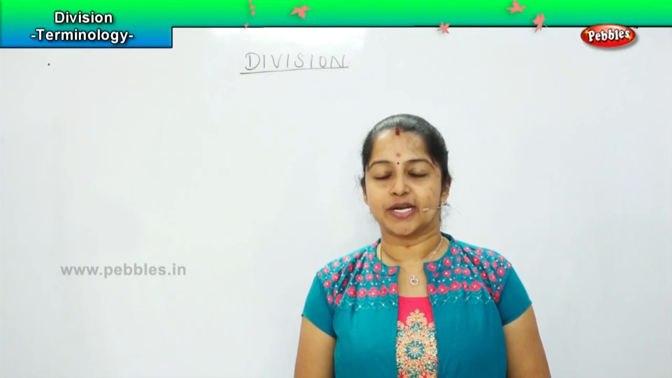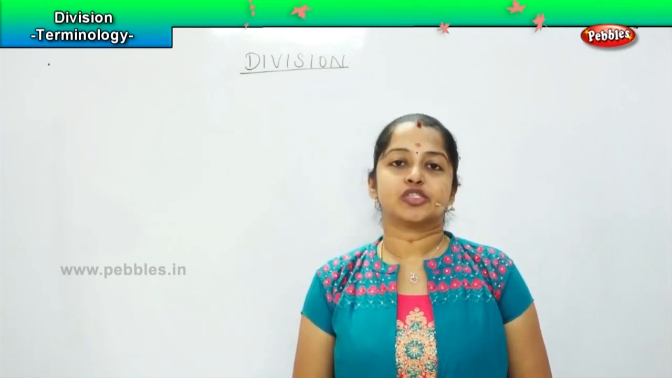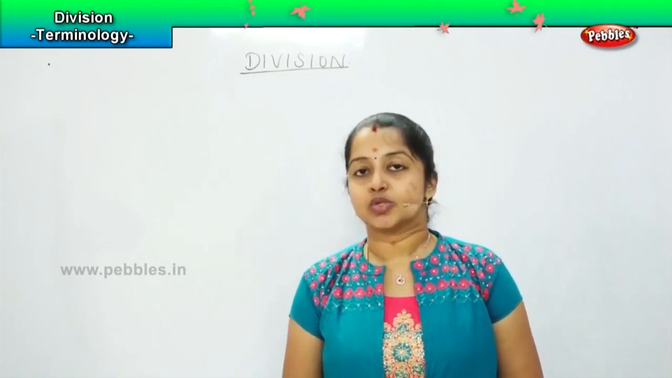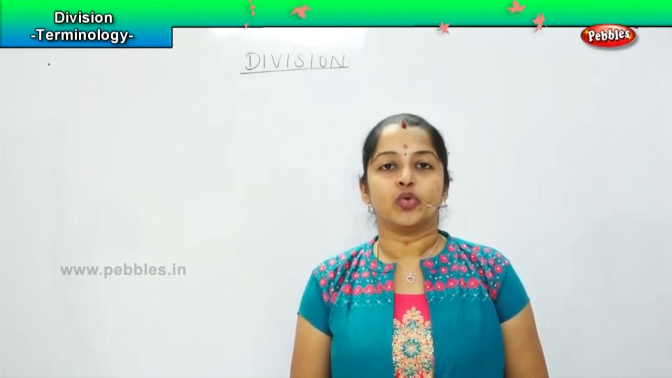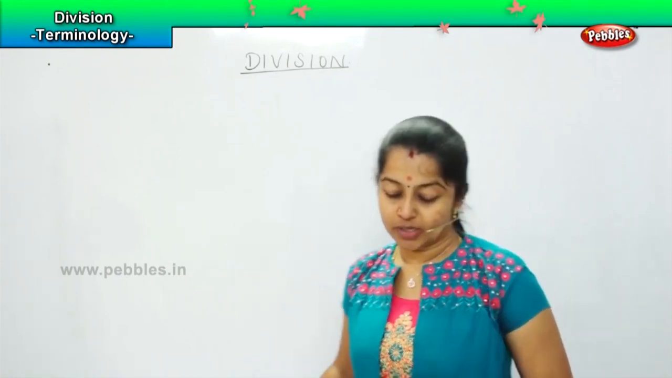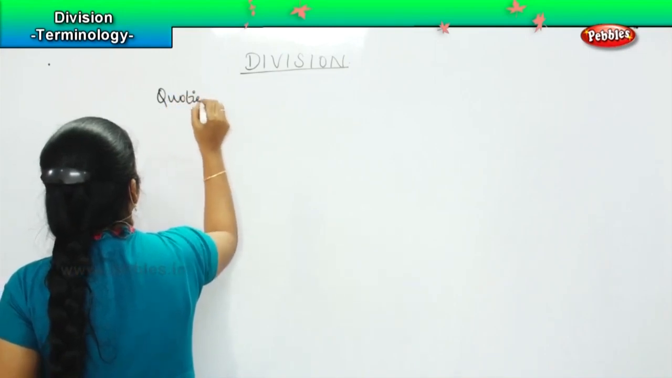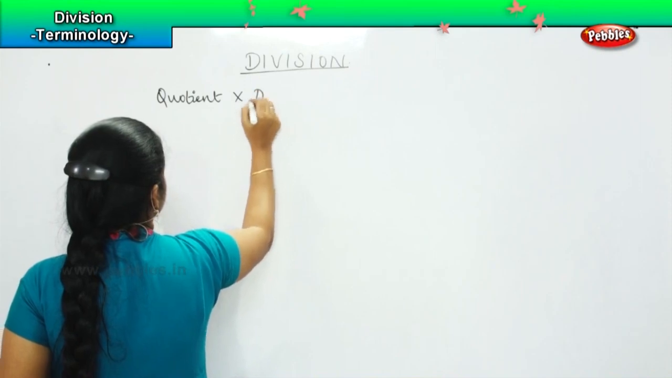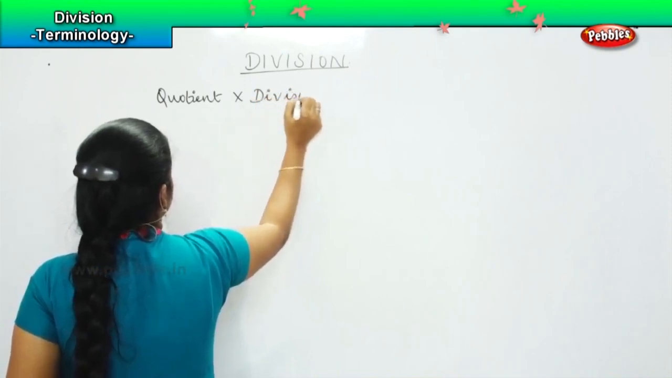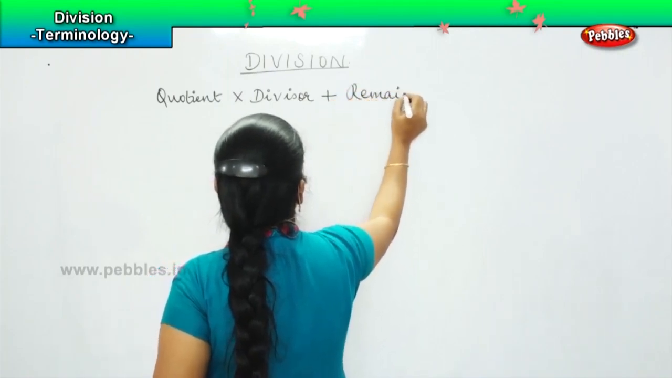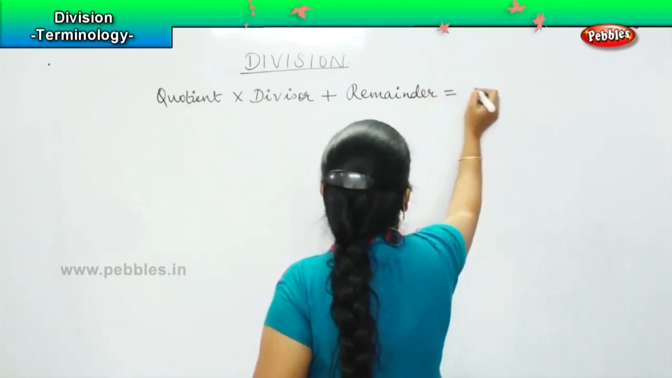Now, as you have learned what is a dividend, what is a divisor, what is a quotient, and what is a remainder, I am going to teach you a formula that is going to help us verify our answer. Okay. So, if you have to check whether your answer is right or wrong, you need to practice a simple formula. So what is that formula? It is quotient into divisor plus remainder will be my dividend.